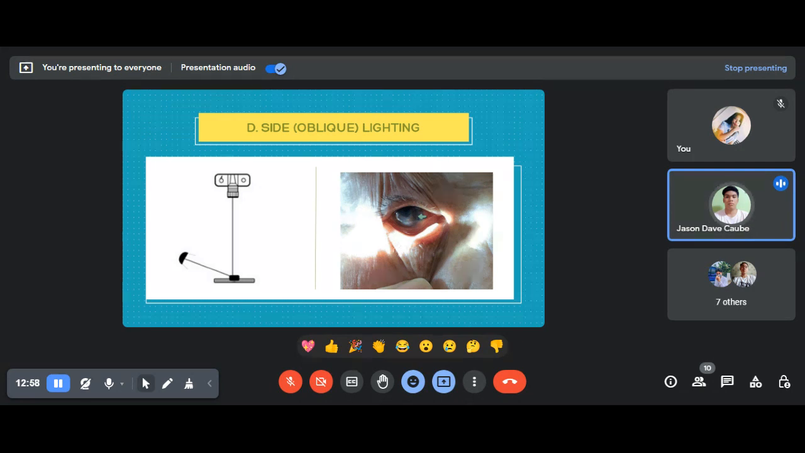Side oblique lighting. A light source is positioned at a low angle. Oblique lighting is usually used to show detail by creating shadow on the surface of the evidence. Oblique lighting is commonly used when photographing impressions, such as tool marks and certain types of fingerprints. A very low oblique angle of lighting can be used to photograph dusty footwear impressions and indented writing.